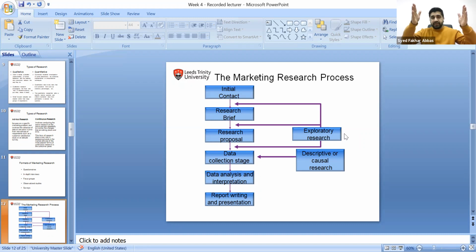So based on all these stages, we get information, and then we act accordingly. Then we should make a positive decision: either we should invest, or we should offer a new product or service, or whatever the management decision is. In this diagram, we can see that data collection is a type of descriptive or causal research.